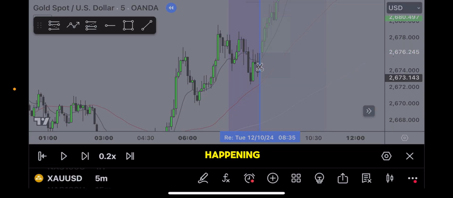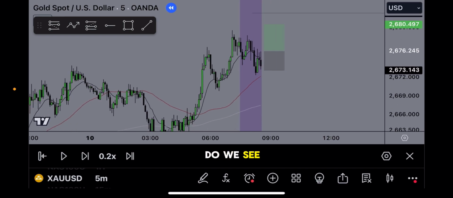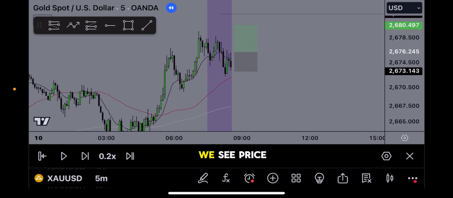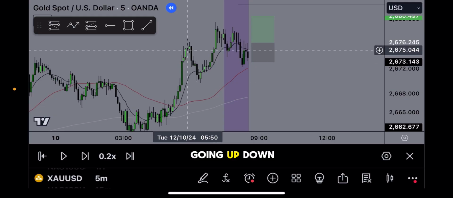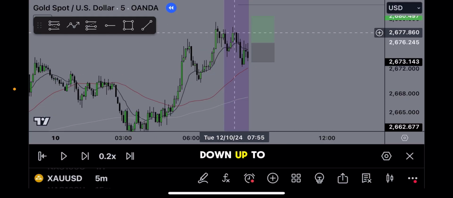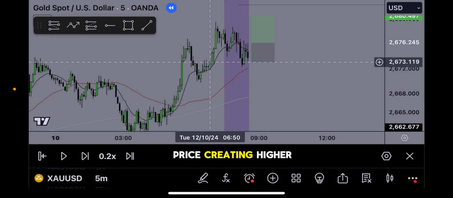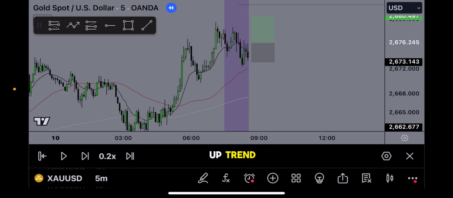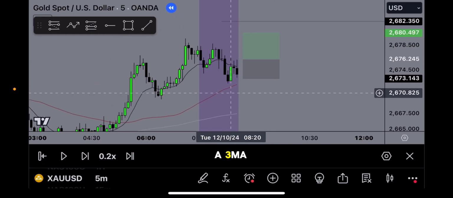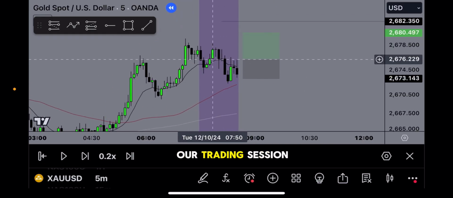Let's go back. What is happening? Okay, so on this example, what do we see? We see price going up, down, up, to the same level, down, right? But we see price creating higher highs. It's on an uptrend, right? We got the 3 MAs underneath. We are inside our trading session.